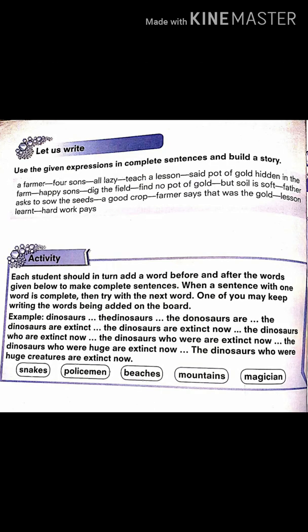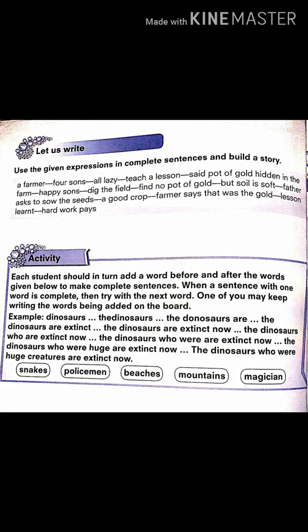Coming to page number 6, this is an exercise for writing. So let us write is the name. Use the given expressions in complete sentences and build a story. We have written many such stories since our 3rd standard. So I think you all will be able to write a good story.